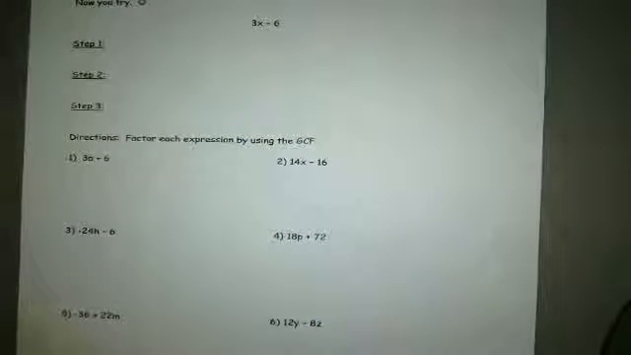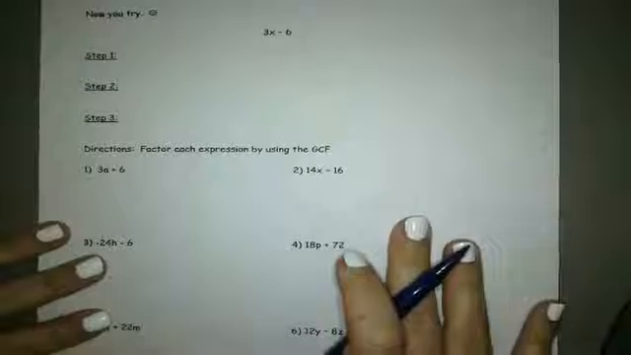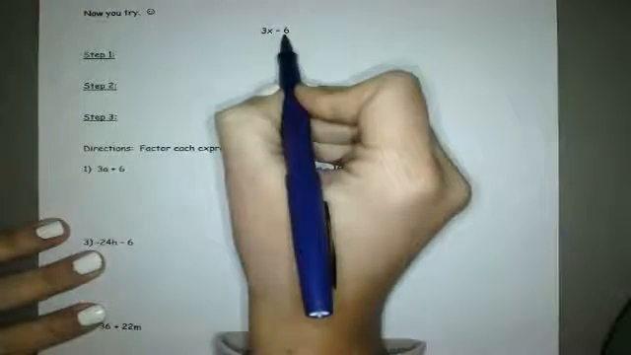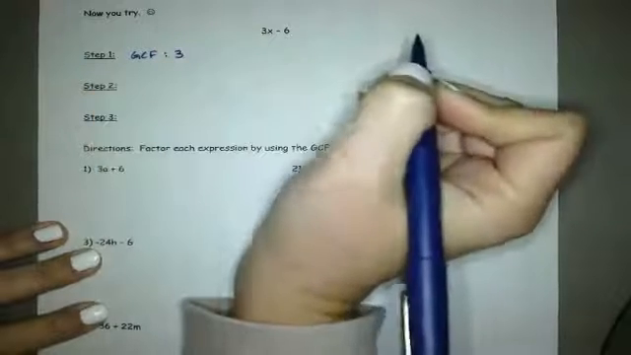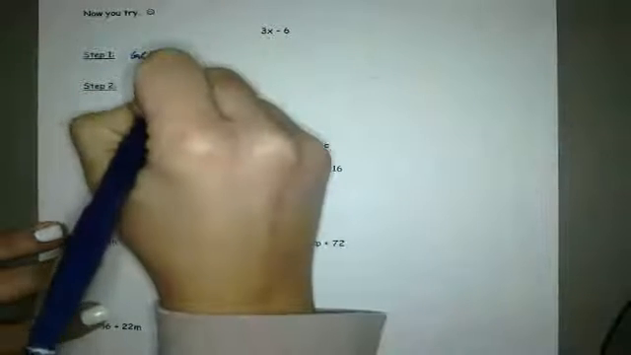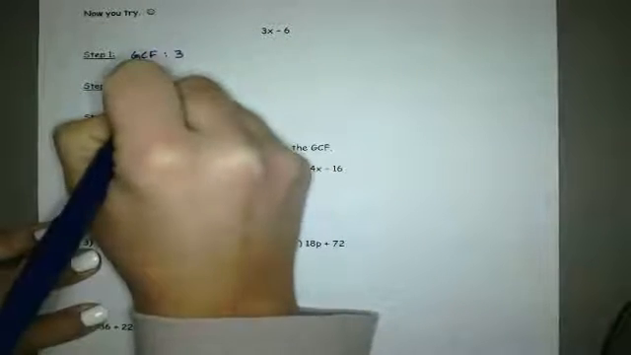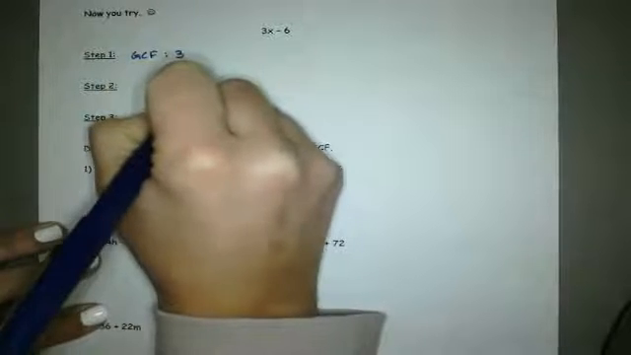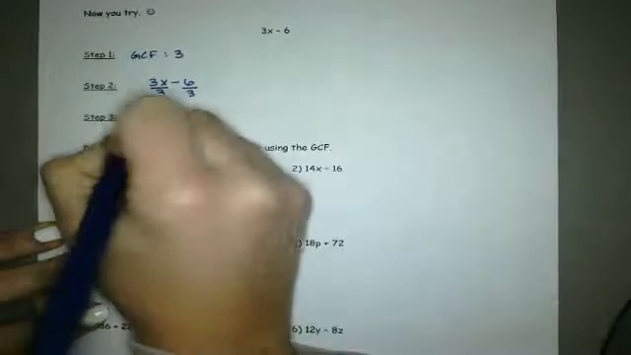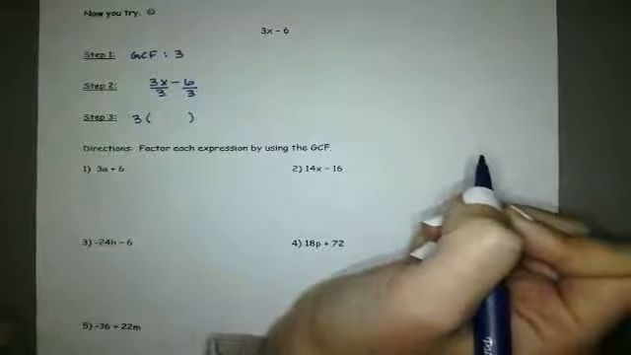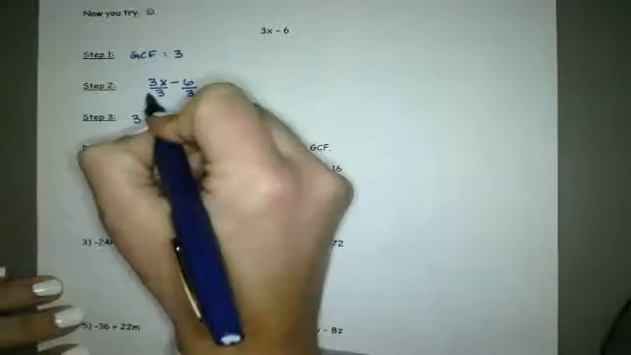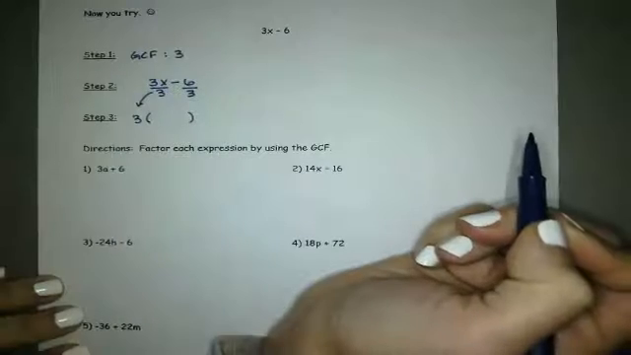Go to page 23. Number 1, here's our expression, 3x minus 6. The GCF in this case is 3. Now I'm going to write my expression, divide each term by the GCF, and then kick the GCF out. It's important that you do that right away because a lot of students will forget to put that GCF on the outside of the parentheses.